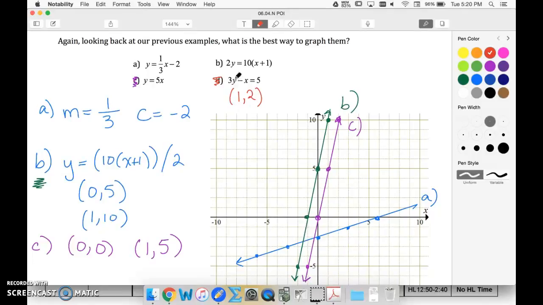Let's now say y was equal to 3. So if my y value is 3, 3 times 3 is 9. 9 minus 4 is 5. So I would have the point 4, 3. So I'm going to graph these two. I've got the point 1, 2. And now the point 4, 3.